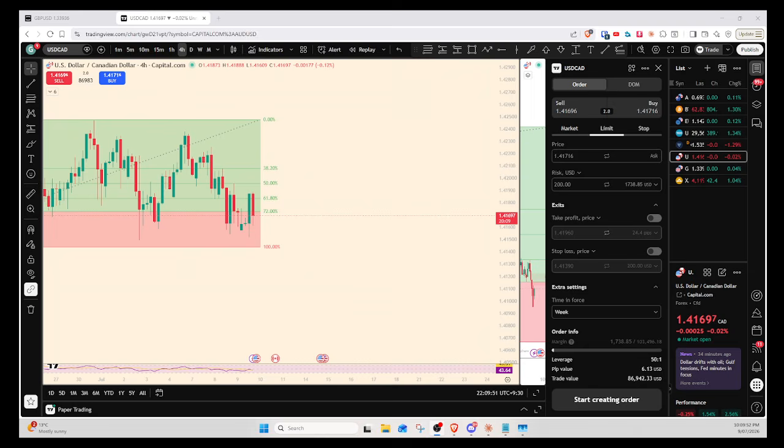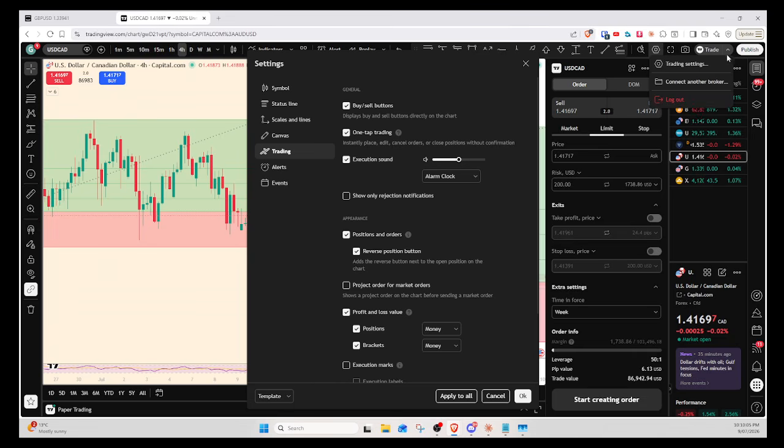What I'm going to demonstrate here is how to set up a long position in TradingView using paper trading. So go to the top right hand corner where it says trade, and click on trade.